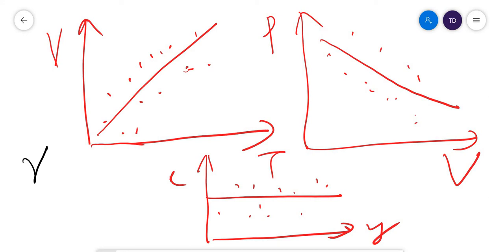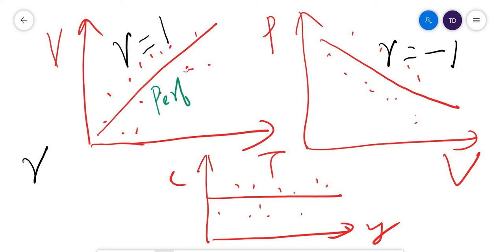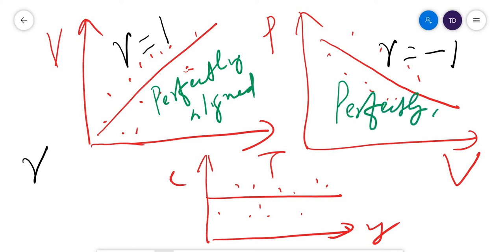Here R is equal to 1. For this graph, R is equal to 1. This is a positive correlation. For this graph, R is equal to -1. When R is equal to 1 and R is equal to -1, it is perfectly aligned. Here the data is perfectly aligned to the plot. Here also it is perfectly aligned. If we get a plot like this, then our machine learning model is perfect in this case. But we won't get such a perfect model.